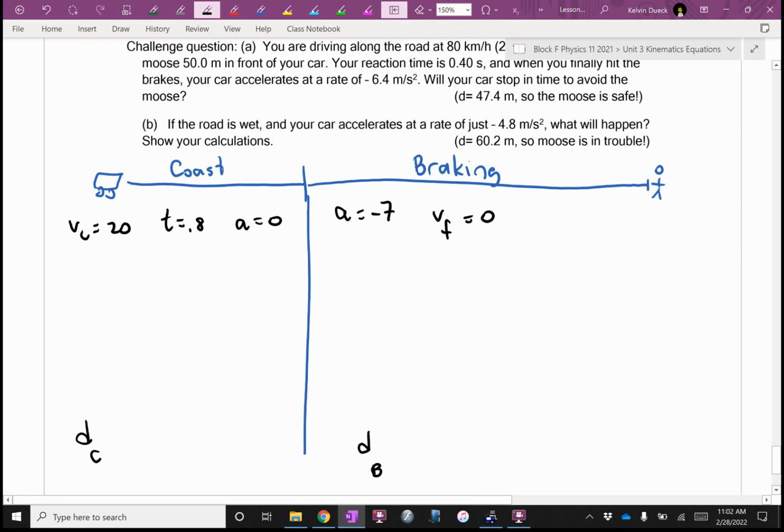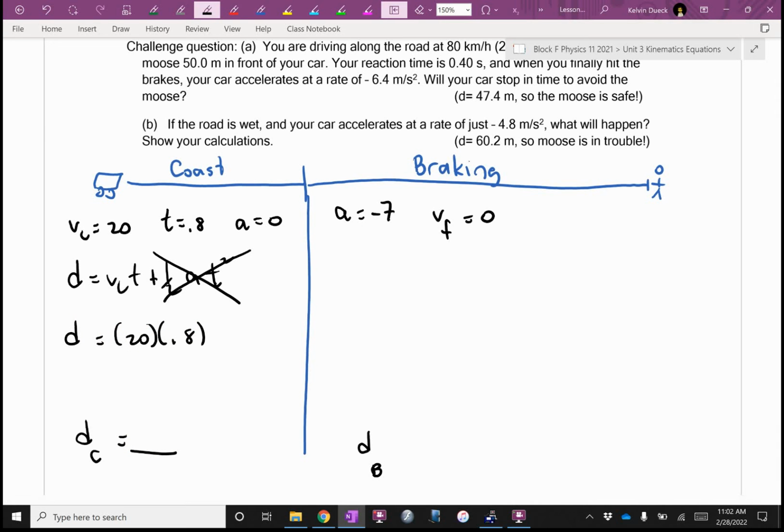I know 3 things. Now I can use D equals VIT plus a half AT squared. Similar to the one we just did on the quiz, but instead of VI being 0, A is 0, which means that whole thing will just vanish because a half times 0 times T squared is just 0. The distance is going to be 20 times 0.8, whatever that is. That's how far the car travels before the driver has a chance to hit the brakes.